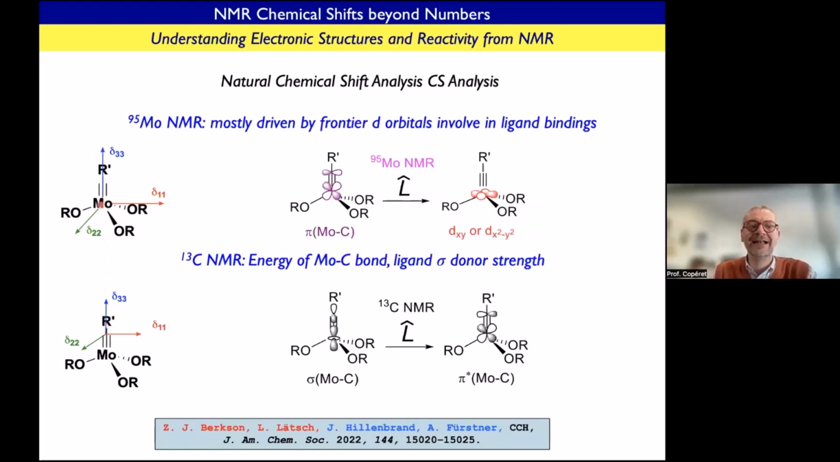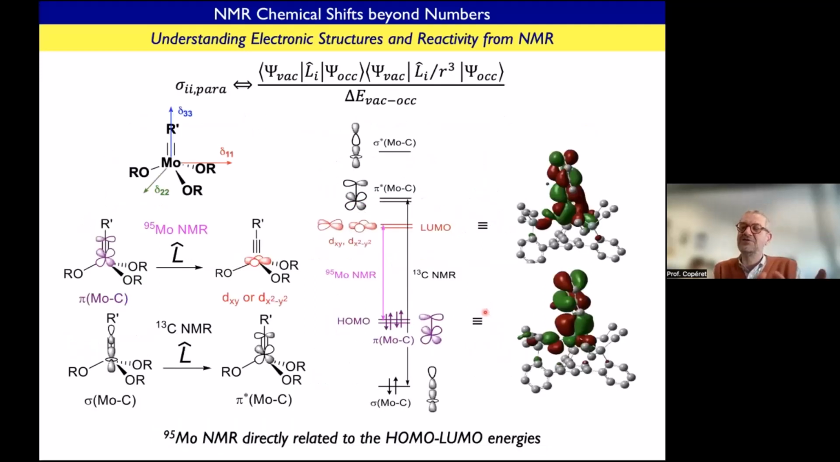Okay. And delta 11 is also oriented, and delta 2 are perpendicular basically to the metal triple bond, similarly to carbon. However, the orbitals which are involved in driving the chemical shift are different. In the case of molybdenum, it's a pi interacting with basically a d orbital which interacts with the sigma frame of your alkoxide ligand, while in the case of carbon NMR, it is a sigma which is interacting with a low-lying pi star.